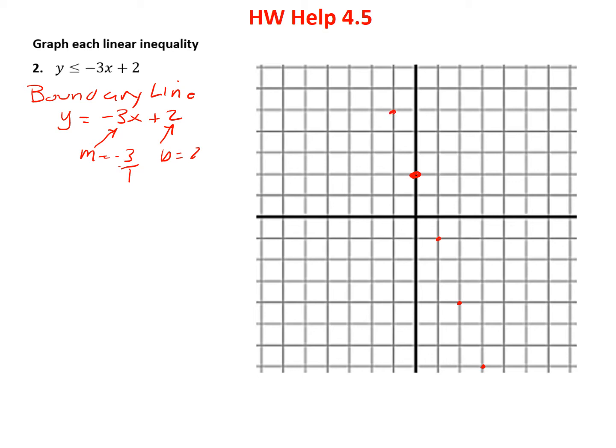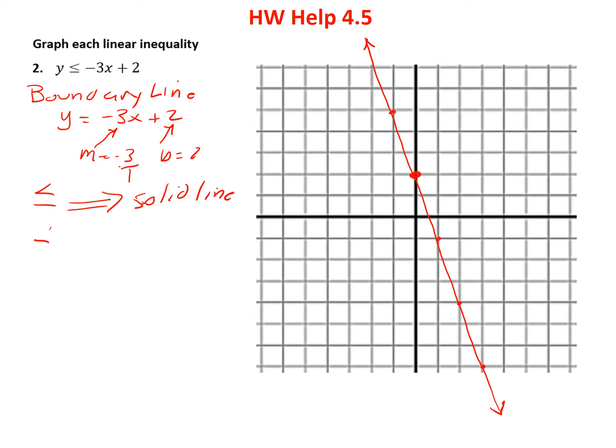Now the next question is, I have my inequality here. Well, the equal part tells me that that's going to be a solid line. The equal part means that the inequality can be less than or equal to. Well, the line is all the parts that are equal to. Because it includes the equal to, this is part of the solution. And so we can draw our line here. So there's our line. All the points on that line satisfy the inequality because they satisfy the equal part.